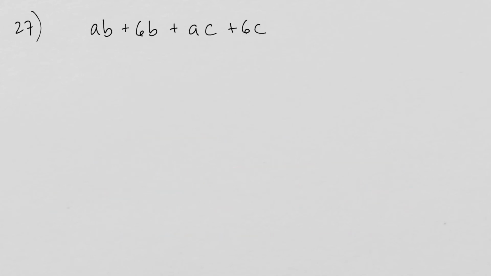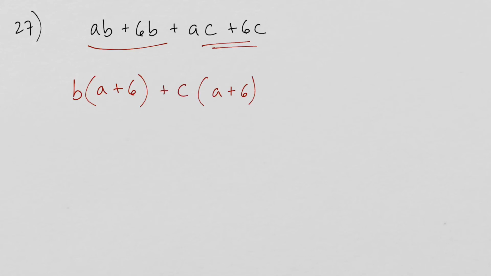Okay, here we have 4 terms, so I'm going to group these two together. There's a b in common, so I pull out the b, and I'm left with a plus 6. So if this is going to work, I have to leave behind another a plus 6 for these two. And if you look, it's a common c. So if you take out a positive c, it really does multiply back to this.